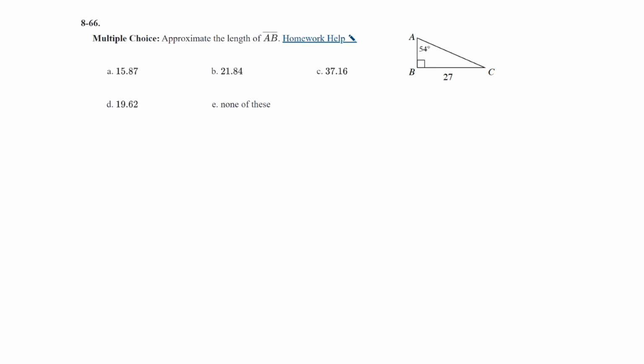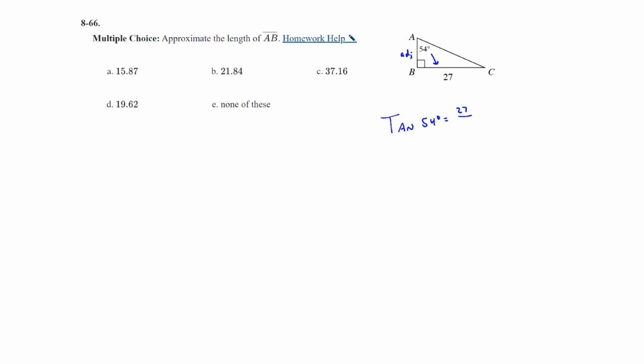Question 66, another multiple choice question. Approximate the length of line segment AB. So we have an angle measure, we have a right triangle, and we have a side length. Set up perfect for some trig ratios here. We have the opposite side, and we're looking for side AB, and that would be the adjacent to the 54. So that means we can use our tangent ratio. Tangent of 54 degrees is equal to opposite over adjacent.